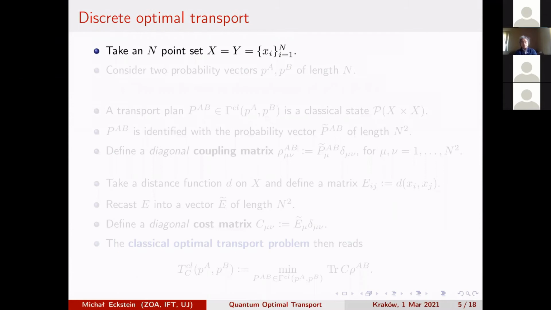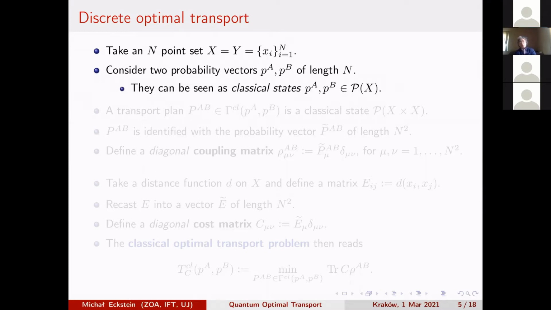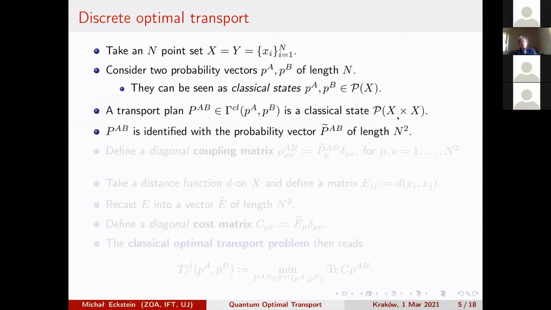So now let's talk for a while about the discrete setting, because this is the one we are going to generalize here. So take just an n-point set, a set of n points, and consider two probability vectors of length n, let's say PA and PB. Well, these probability vectors you can think of as classical states, so probability distributions on this space X. Okay, so what's a transference plan? Well, a transference plan is just another classical state now on X times X. But this is nothing else than a classical state, so a probability measure on an n square point set. So it's just a probability vector of length n square.